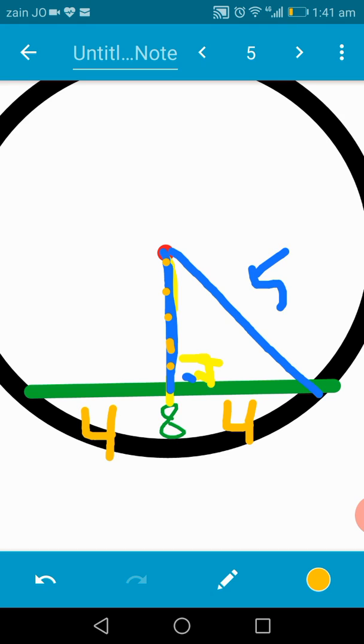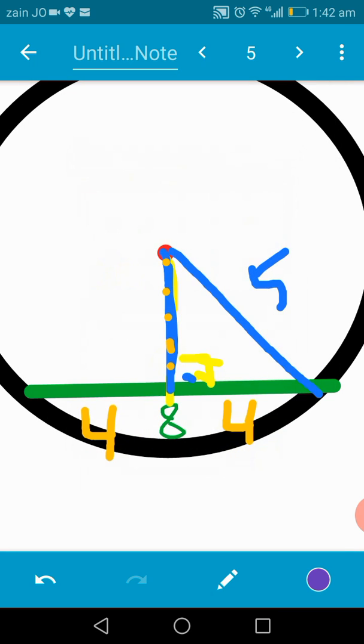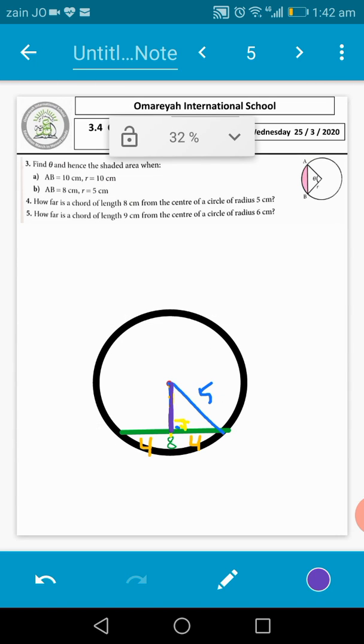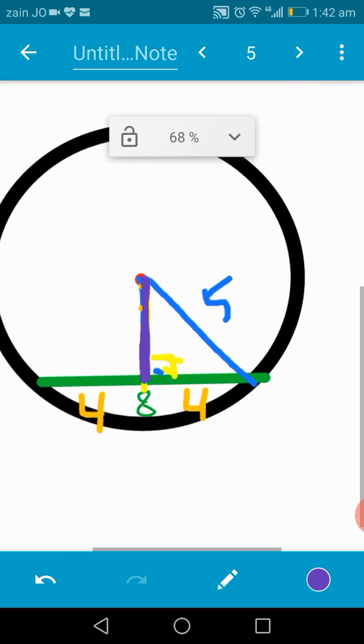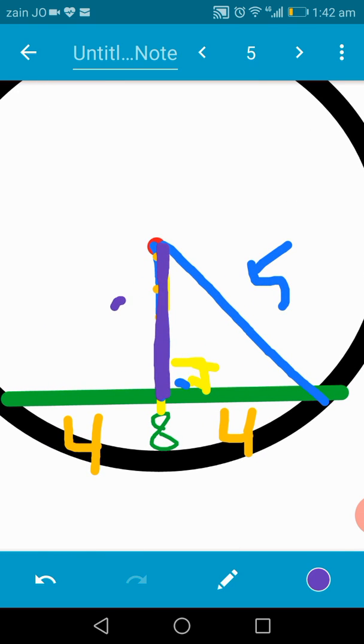Now the question is how you can find this length. The question says: find how far is the distance, how far is a chord of length 8 centimeter from the center. We want the distance from the center to the chord. That is the question. So let's call this distance x.